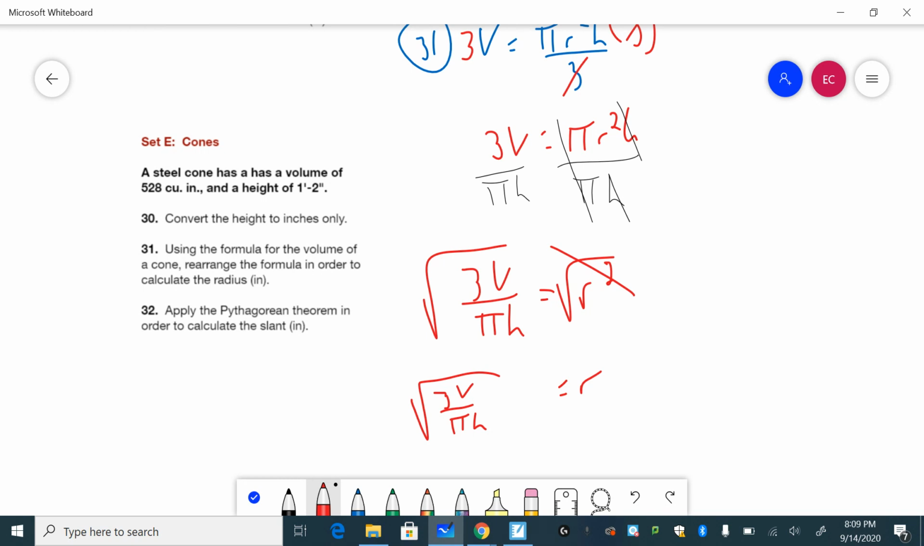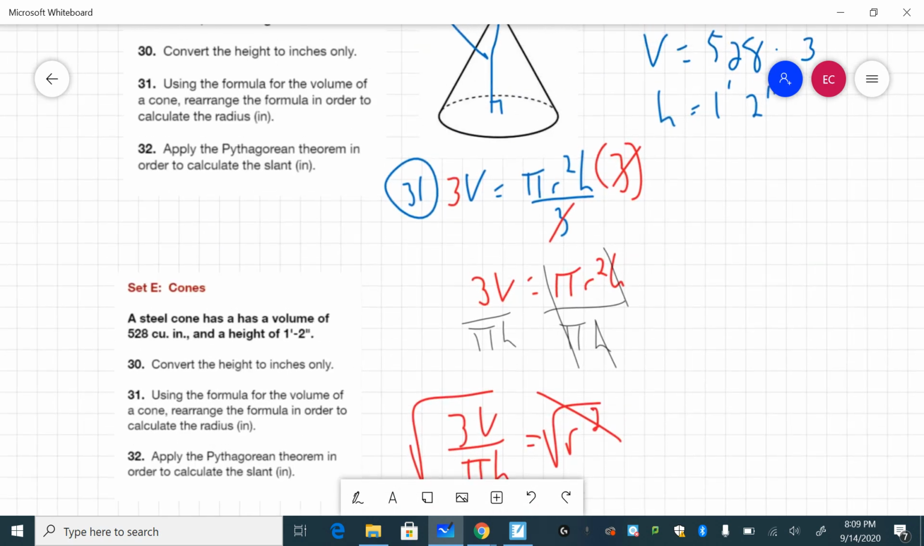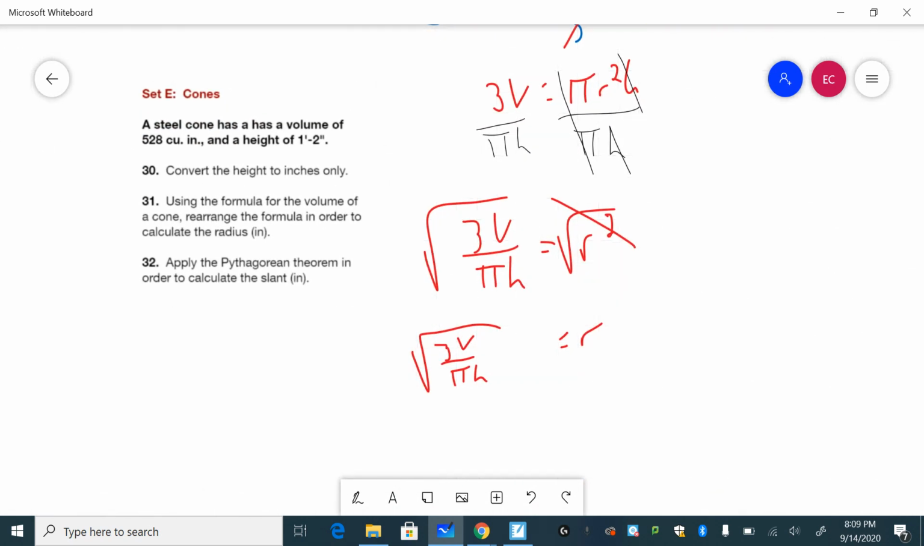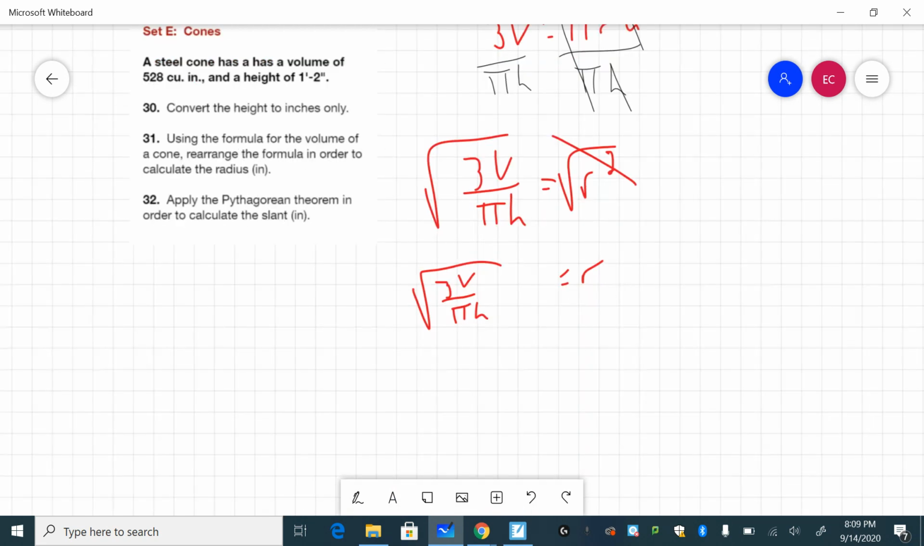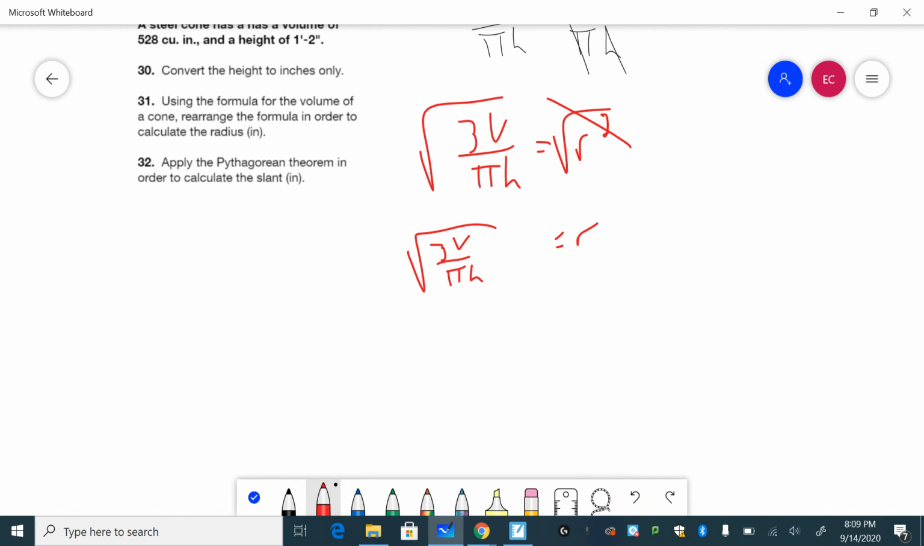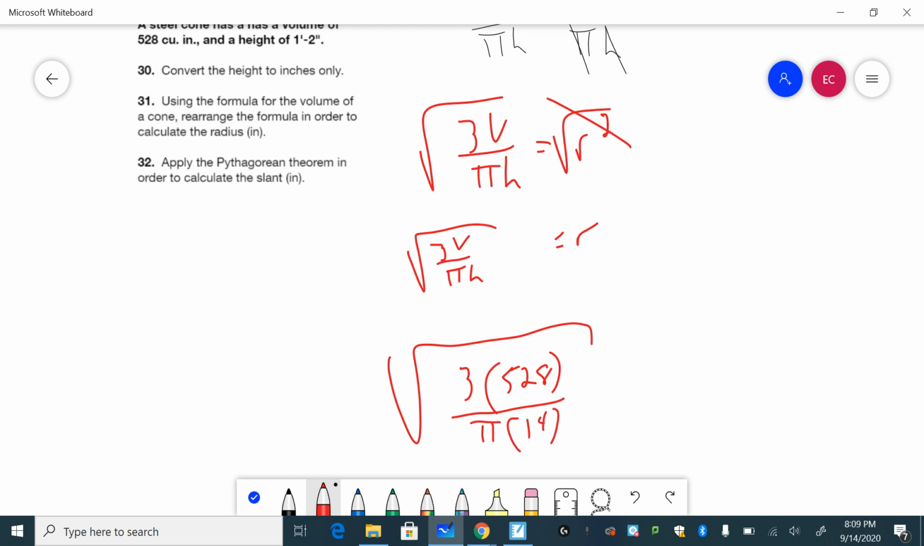Now, if we want to solve for the actual radius, we could just plug in the numbers. So if we go back up top, or we can go right here. So we have volume was 528. So I'm just going to plug that in. So I've got square root 3 times the 528. And then we got divided by pi, and we found the height was 14 inches.